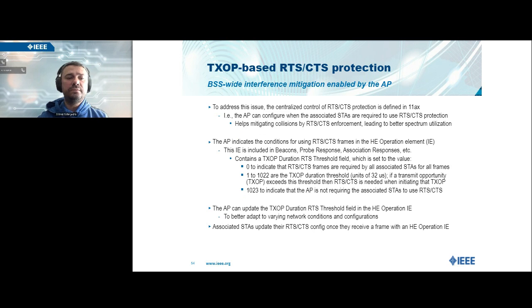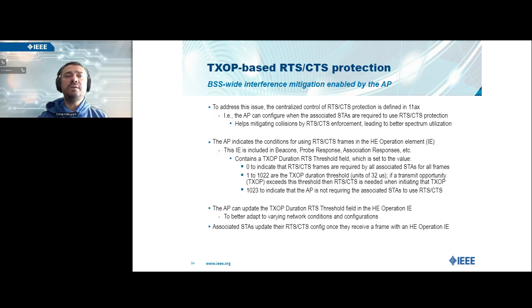So to give the tools to the access point to enable the RTS-CTS employment by the stations, 11ax defined TXOP-based RTS protection, which essentially is a means provided to the access point to tell all the associated stations that they are required to use RTS protection if their TXOPs exceed a certain amount of time. That certain amount of time is provided in the HE operation information element, which is broadcast to the stations in beacons, probe responses, and individually addressed responses.